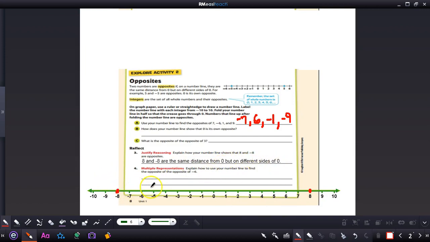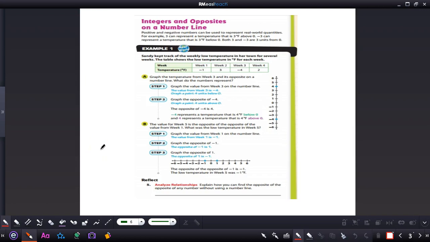So I can see that -8 is 8 away from 0, and +8 is also 8 places from 0, but on different sides. Now let's take a look at page 9 at the real world example for this lesson. We can see positive and negative numbers can be used to represent real world quantities. For example, 3 can represent a temperature that is 3 degrees Fahrenheit above zero, and negative 3 can represent a temperature that is 3 degrees Fahrenheit below zero. Both 3 and negative 3 are 3 units from zero.